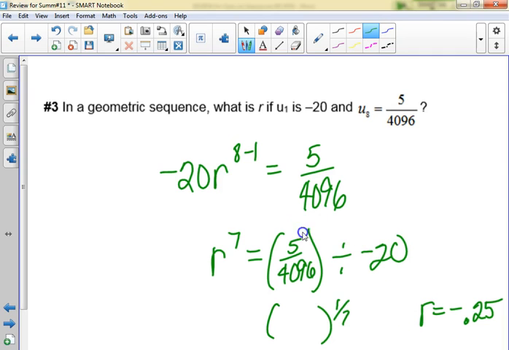Well, it should have been a positive divided by a negative, and then to the 1/7 power. So it should be negative 1/4, I think. And that's all it asked for was what R is. Does everybody get that to work out in its horridness? Okay.